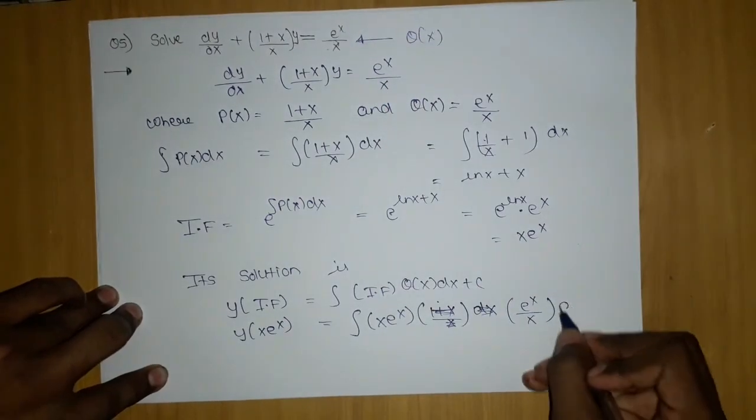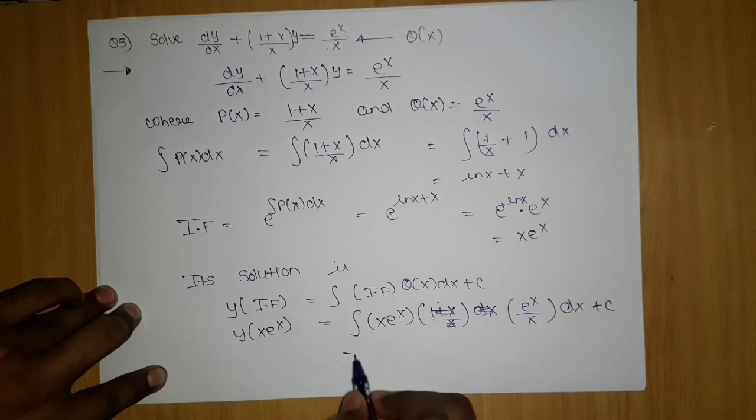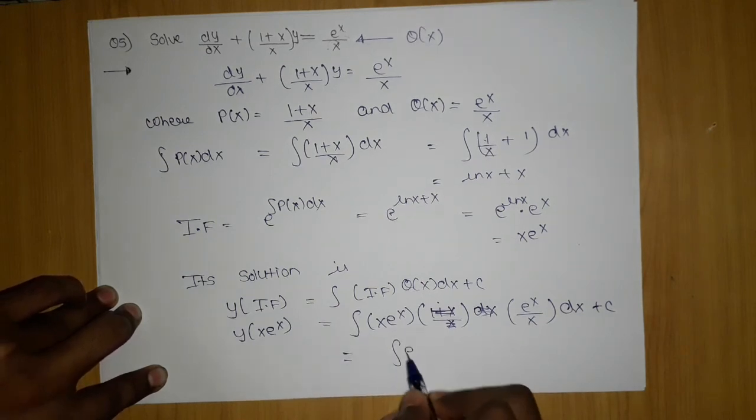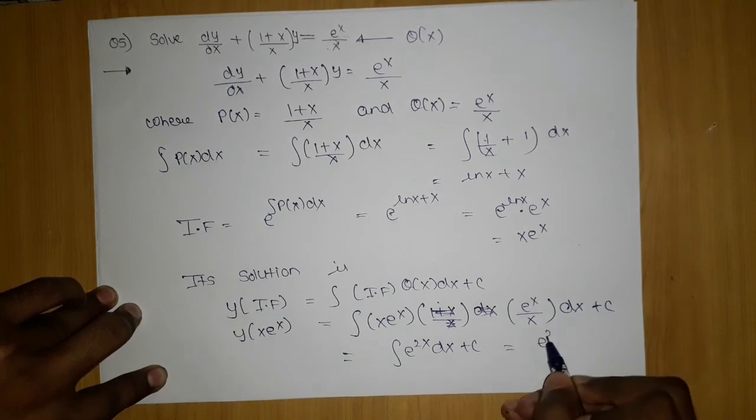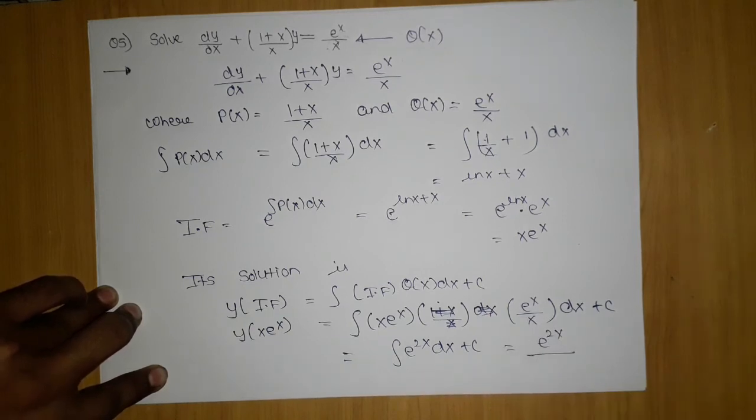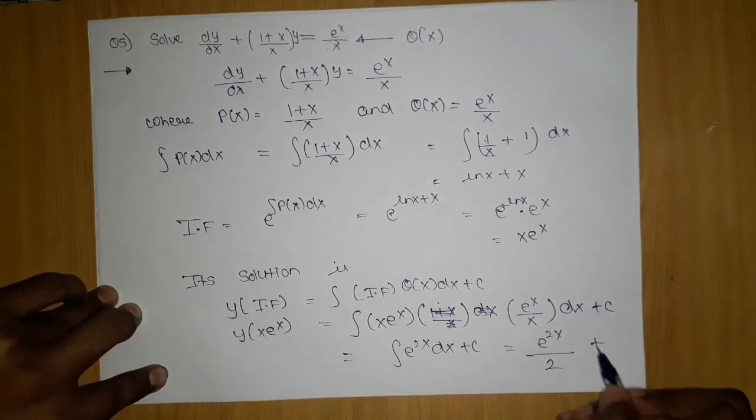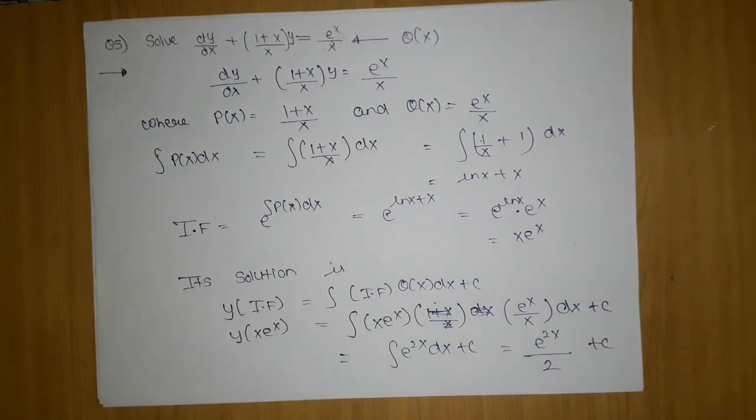So if I substitute here dx plus c, now you can clearly see x and x will cancel out, and here e to the power 2x will appear into dx plus c. If you integrate it, e to the power 2x, in the denominator the differentiation of 2x, which is 2, plus c. So this is our required answer. Hope you have understood each and every step. Now let's do the next question.